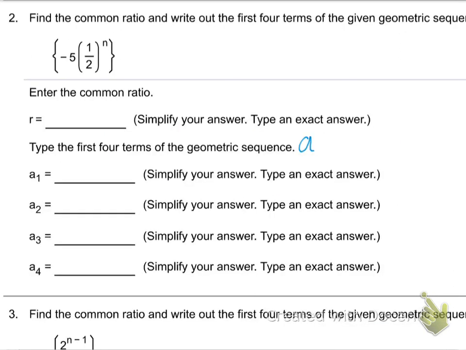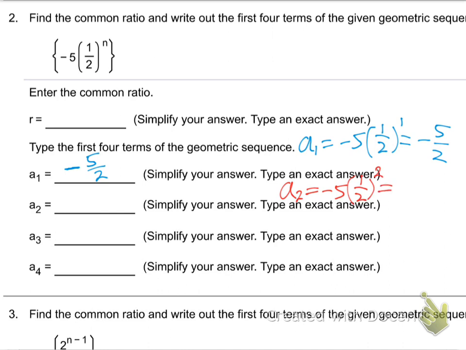So a sub 1 is minus 5 times 1/2 to the 1, which is minus 5/2. Is that good? That 5 whole number goes to the top, doesn't it? You with me? Because it's a whole number, it goes to the top. Minus 5/2, good. And then when you plug in 2, a sub 2, it's minus 5 times 1/2 squared. And so that minus 5 just keeps going to the top, because it's a whole number. Can you read that okay? Minus 5/4. We good?